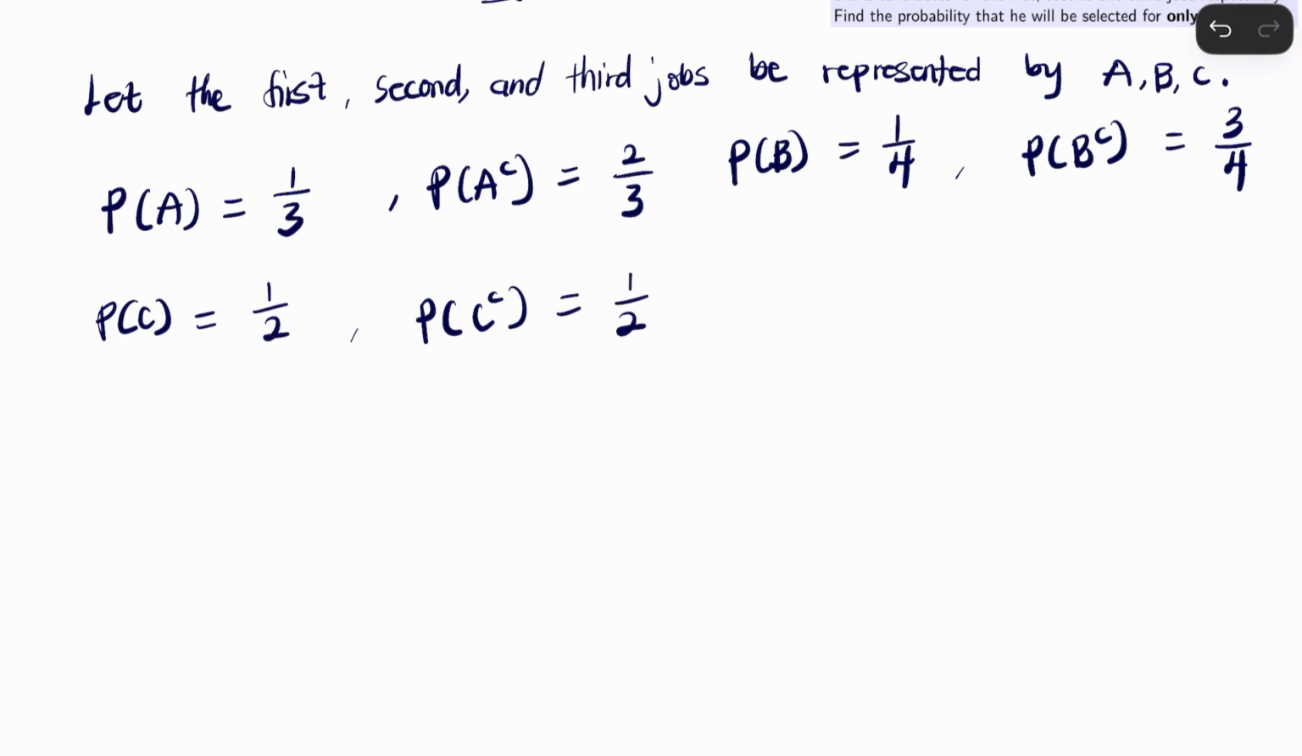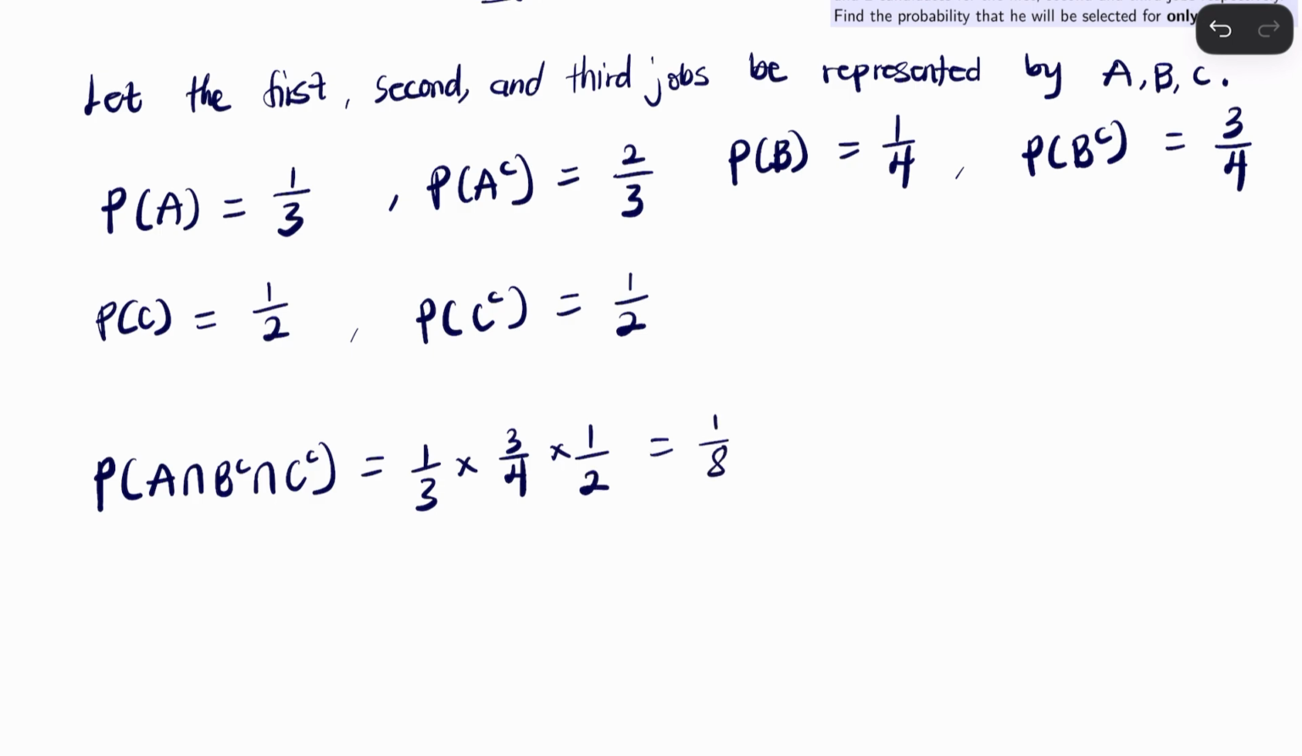Now, let's compute the probability that Kofi is selected for only the first job. So that's the probability that Kofi is selected for the first job and he is rejected for the second and also rejected for the third job. So that's going to give us 1 on 3 multiplying 3 on 4 multiplying 1 on 2. And that's equal to 1 on 8, right?